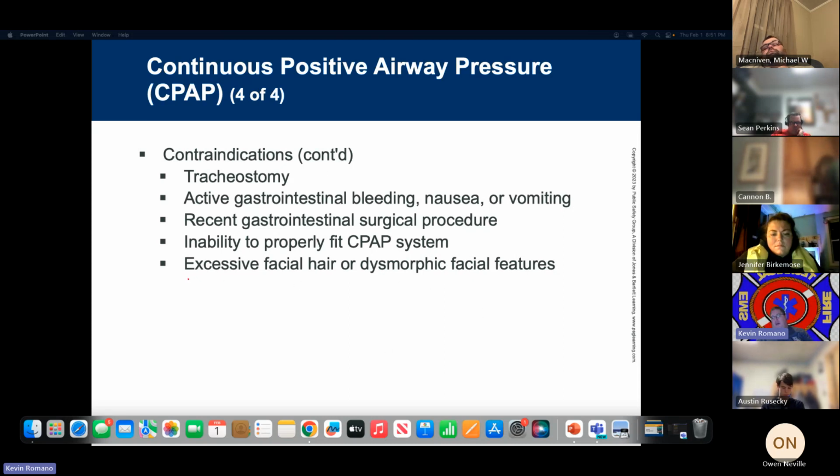All right, this one here, excessive facial hair. If you can't get a good seal and it leaks all the time, it's just not going to work. You might as well put an iron lung on at that point. Inability to properly fit the CPAP system. Your CPAP should have different size masks or different devices, like pediatric, child, adult, large adult, or small, medium, large, extra large masks with one system. Just figure out what you guys run. You should be able to have it for most patients.